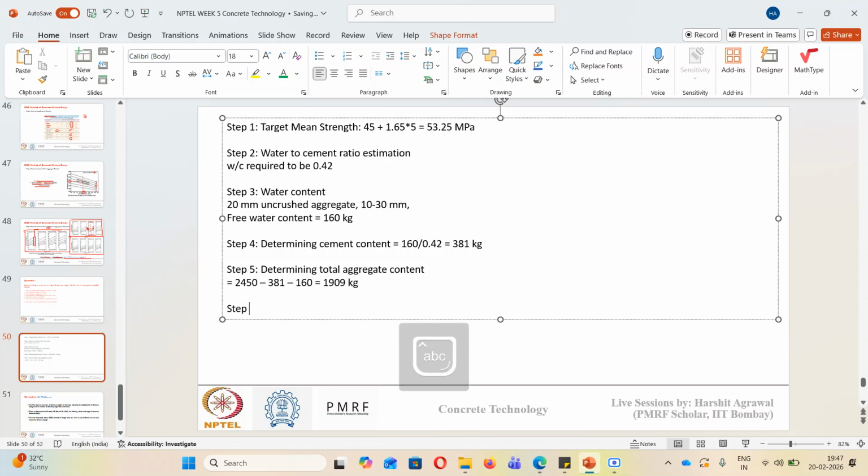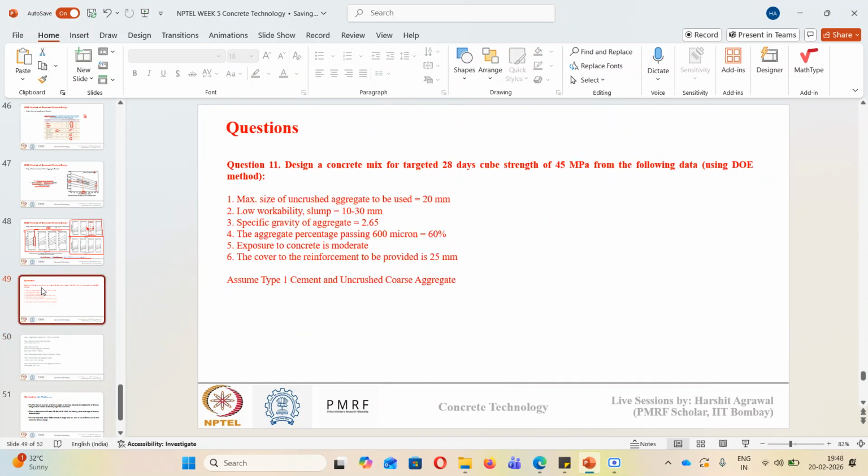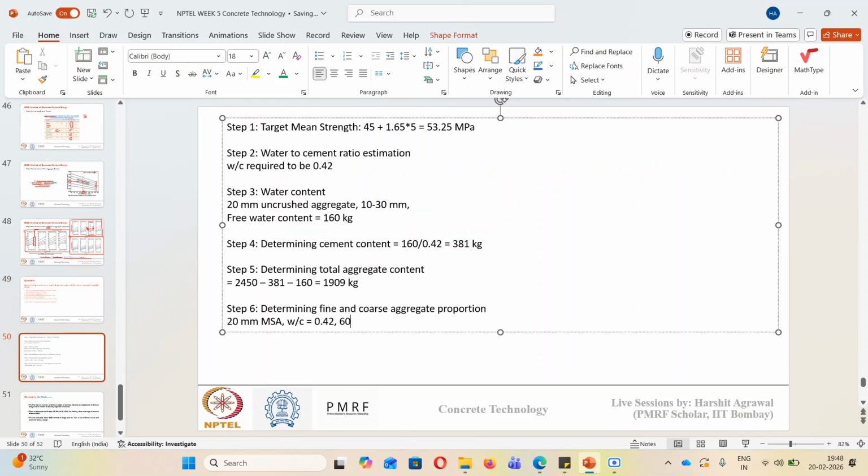Okay, last step, step 6 is determining fine and coarse aggregate proportion. Okay, so for this, what all things I know: 20 mm nominal aggregate size, W by C ratio is 0.42, and there is one more data given to us: aggregate passing through 600 micron sieve is 60%. Okay, 60% it is given to us. Okay, now slump required is in the range of 10 to 30 mm. So these all things we know now.